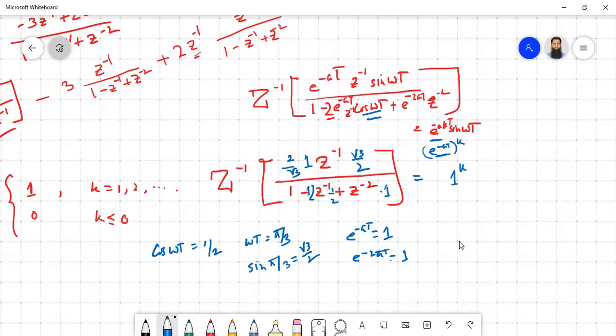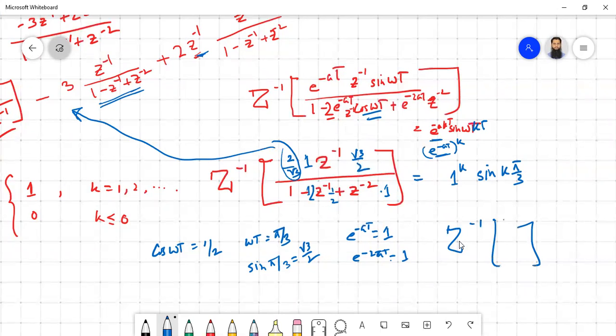And here you have sine. Okay, so k is actually missing. There was a k, so omega kt was there in the formula. So what is our omega t? Omega t is pi by 3. So we can say that this is the formula of sine k pi by 3. Okay, so this is the first one. And similarly, for the second one, we have a delayed version. So whatever we have with the delay of z inverse is basically 1 to the k minus 1 sine (k minus 1) pi by 3.